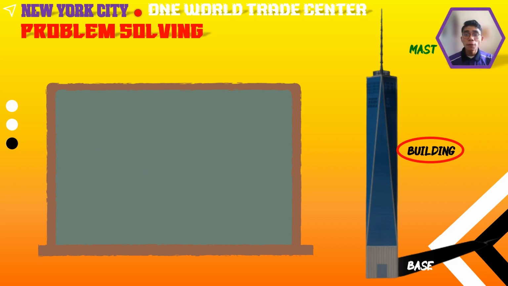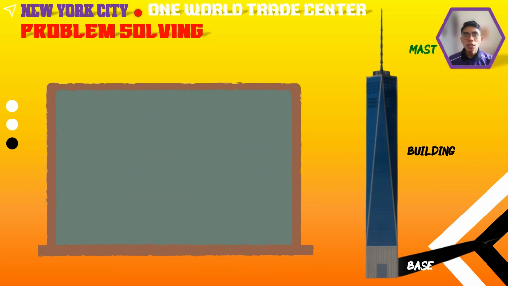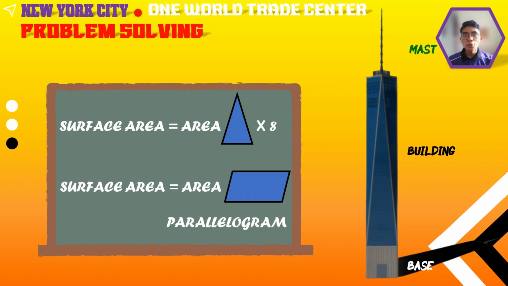For information, all the glass mirrors on the building are in the form of 8 isosceles triangles. They are congruent to each other, with 4 triangles facing down and 4 triangles facing up. Instead of finding the area of the triangle and then multiplying by 8 to get the total surface area of the glass mirror, we can also use a parallelogram to find the total surface area of the glass mirror.